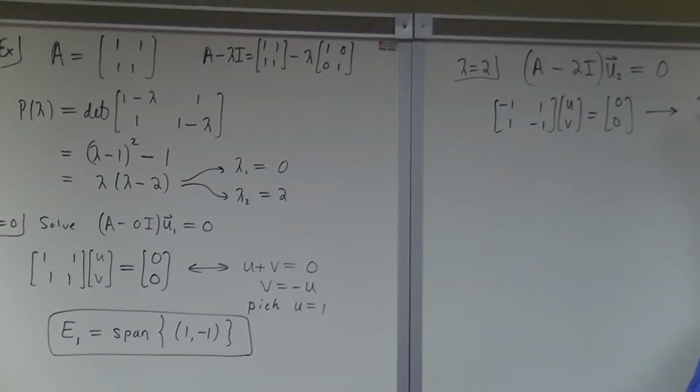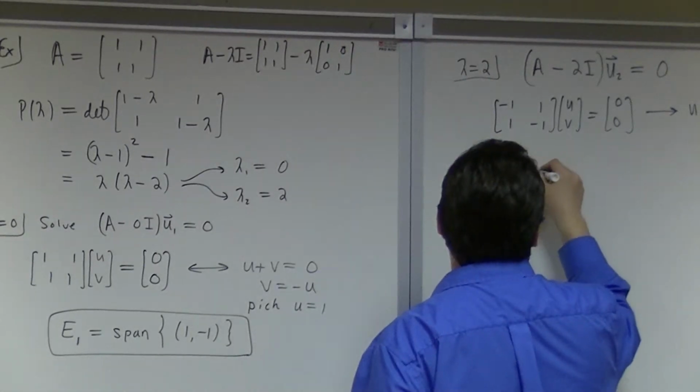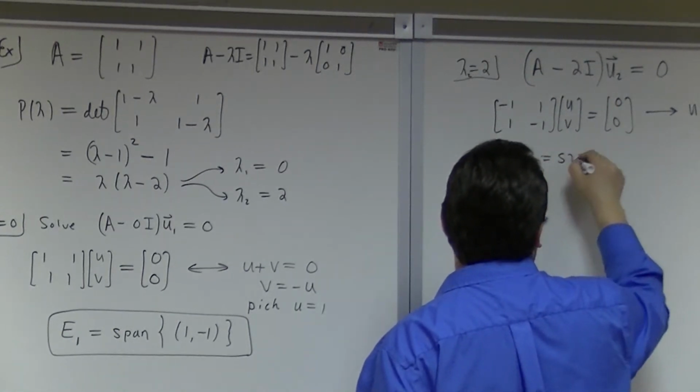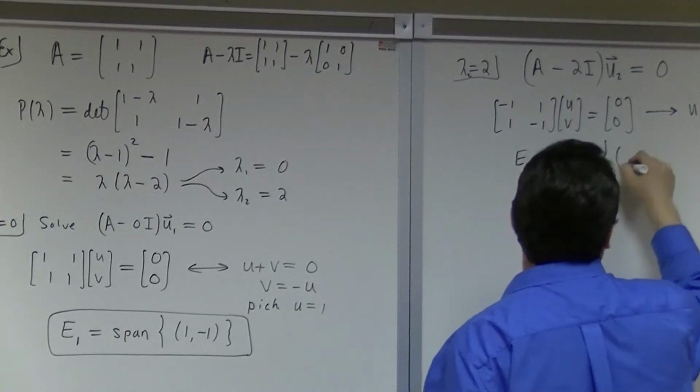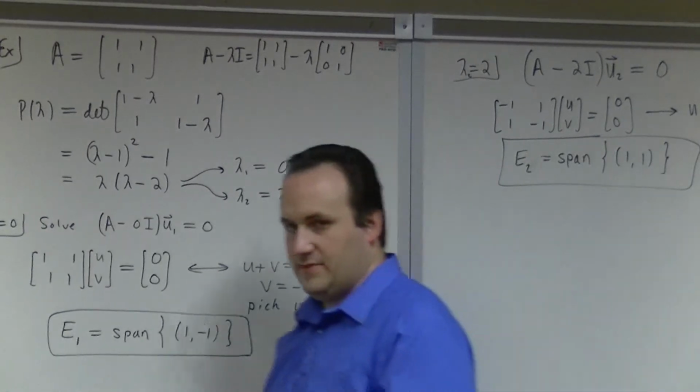So I'll pick, which one do you want, first one or second one? Second one. Okay, so that would be u minus v equals 0. So that tells me that v is equal to u. So I can pick u equal to 1 if I like, and then v is 1. And so E2 is the span of (1, 1). There you go, there's the second eigenspace written as the span of (1, 1).